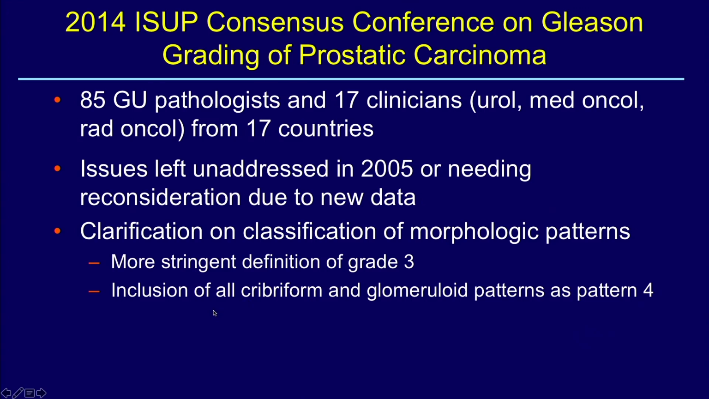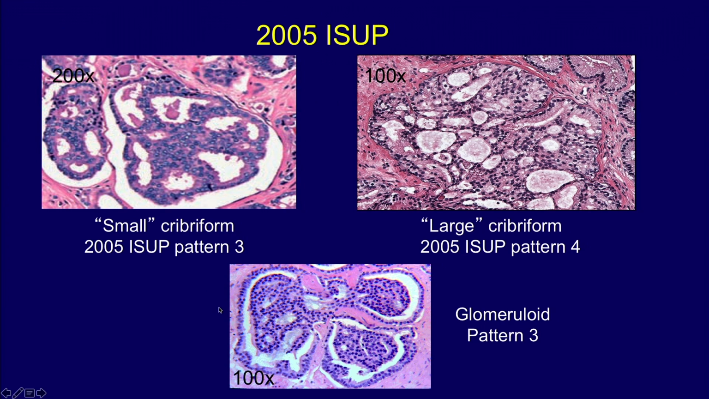And what we really tackled was this inclusion of all cribriform and glomeruloid patterns. So now we were armed with some data about the cribriform morphology. What we left in 2005 was that these small cribriform patterns could be left as pattern 3. I know it looks about the same size as this pattern 4 over here, but the resolution is twice as high. This would be a large, irregular pattern of cribriform. We call that 4. This is small. We would call it still 3.